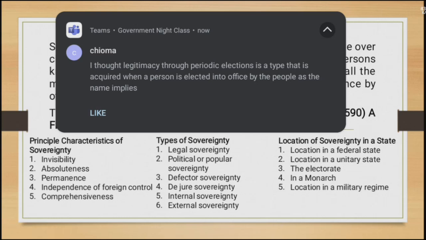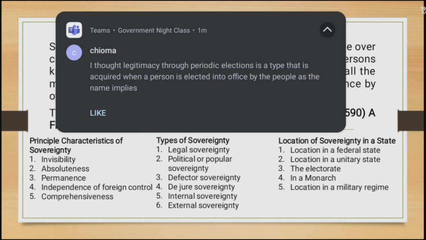So these periods can affect a person's choice or a person's legitimacy. The person will no longer be seen as a legitimate ruler. I don't know whether I'm communicating that way. Chioma, I don't know whether I cleared you. You are actually correct on what you're saying. That is the kind of legitimacy that is taught.